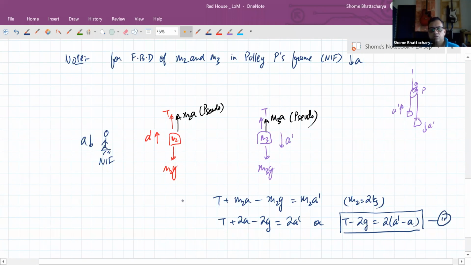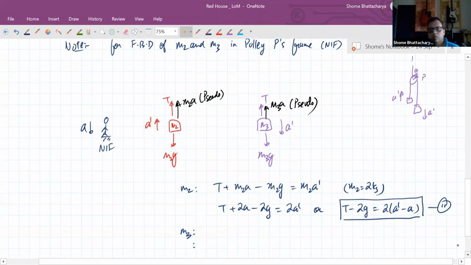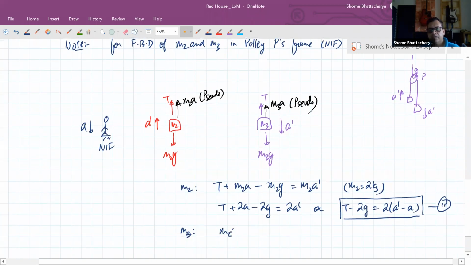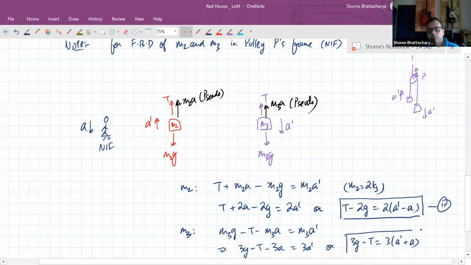And similarly for m3, we'll have the equation: net downward force, which is the weight minus the sum of tension and pseudo force, is equal to mass into that downward acceleration. So 3g minus T minus 3a is equal to 3a prime, which gives us the same equation we had written earlier: 3g minus T is 3 times a prime plus a. Take common. So it's absolutely the same equation.